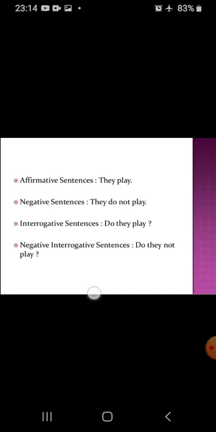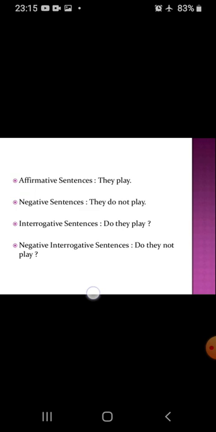Now if you see the interrogative sentence, how will you write it? You will take the helping verb first. Do is the helping verb here. Do they play? So this is the interrogative form. I hope it is clear to everyone. When we do not have a helping verb, then the use of do and does comes into the role.